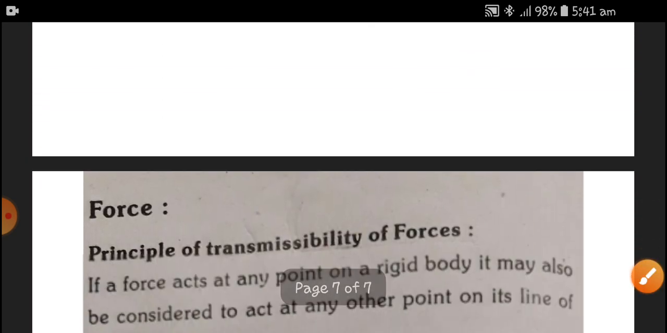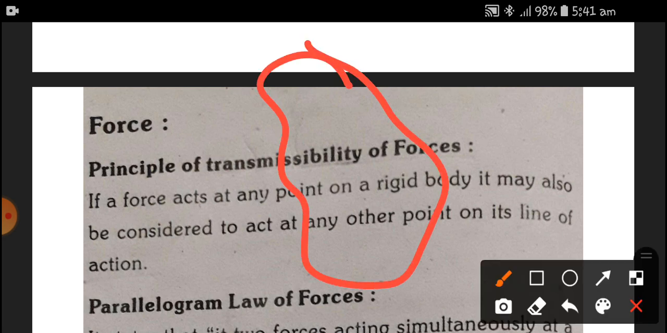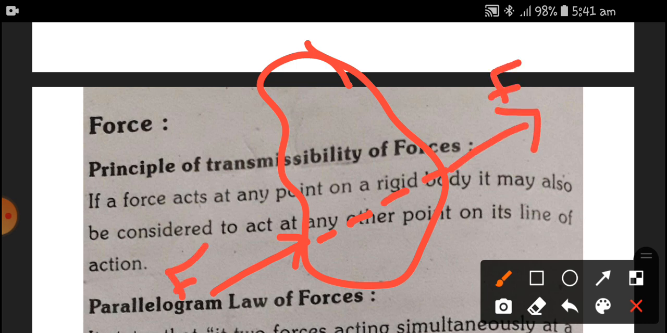So next is the principle of transmissibility of forces. The principle of transmissibility of forces says that if a body like this, I'm applying a force here, the intensity of force is the same along this line of action. So if I mark F here, I can even mark F here also. So what it says is the intensity of force on the line of action will not change. That is the principle of transmissibility of forces.